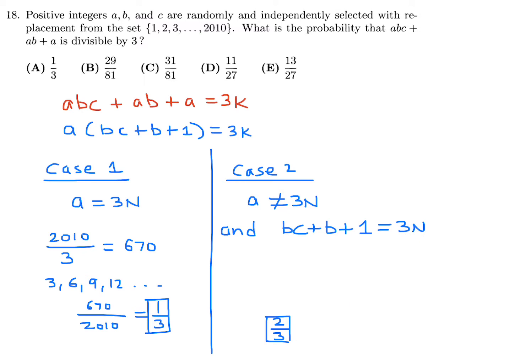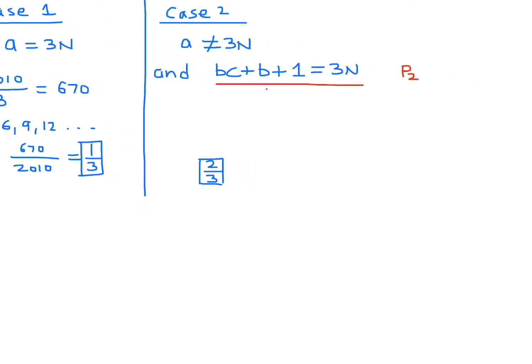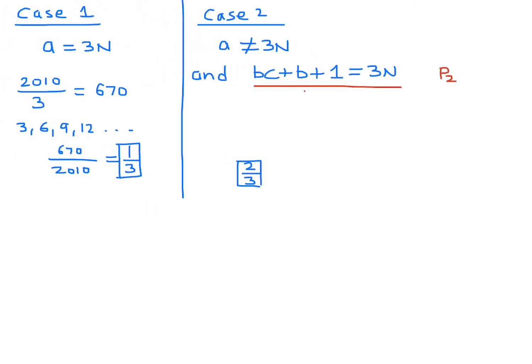So our probability at the very end is going to be this 1/3 right here plus this 2/3 right here times whatever probability we get for this. So I'll call this P2, let's say. So if I can figure out P2, then I'm set. I'm done with the question. All right, so here we go. So we are now concentrating solely on case 2.